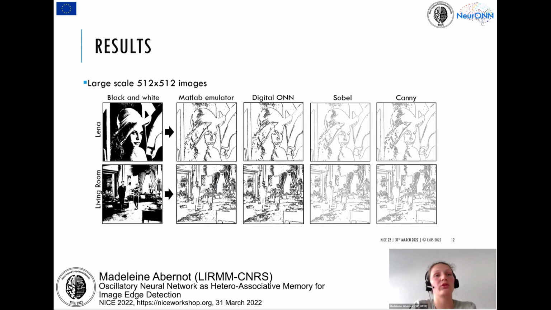Then here is just a larger view of how it works on a large scale image. What we see is that the Sobel and Canny have thinner lines, and we have larger lines. So we still detect twice, but we have approximately the same precision as the other algorithms.